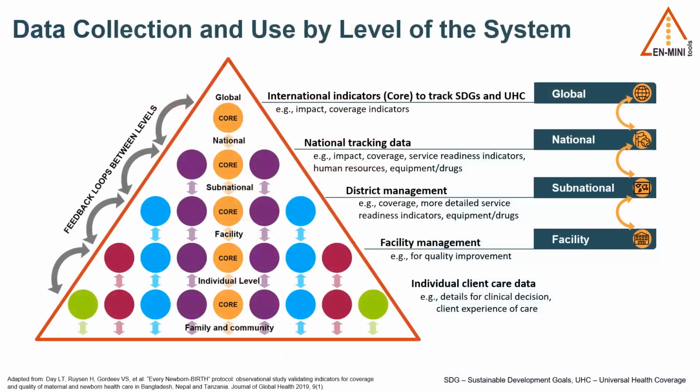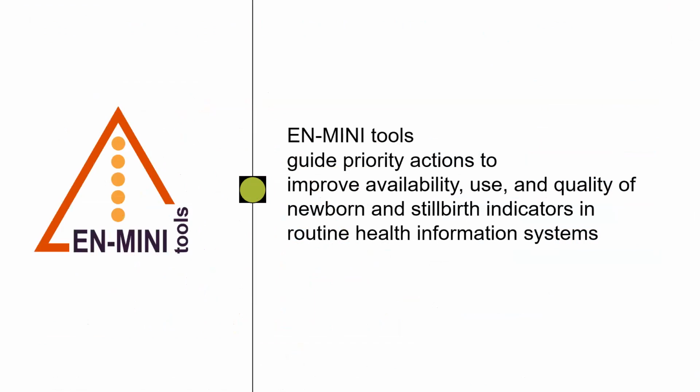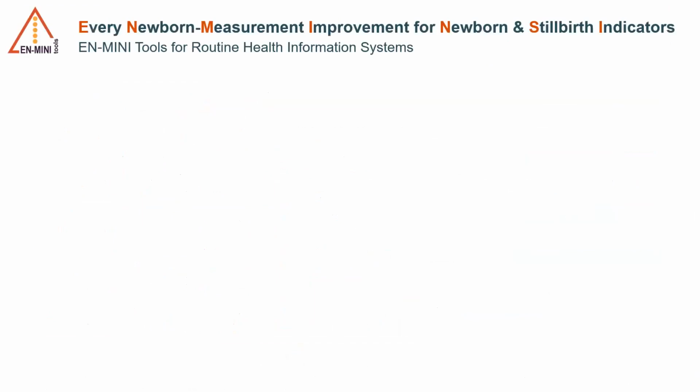But we need data at the right level of the data pyramid, at the right level of the system, to be able to accelerate progress for newborns and stillbirths. So the EN Mini tools have been designed to guide priority actions to improve availability, use, and quality of newborn and stillbirth indicators in routine health information systems. And I'm going to pass now to my colleague Josephine, who'll tell you more about these tools.